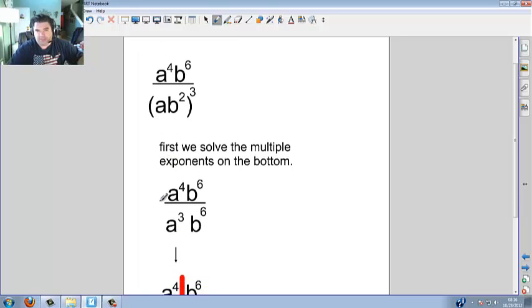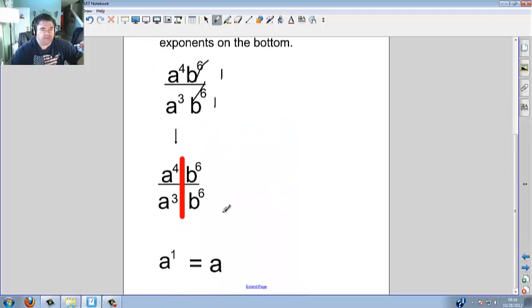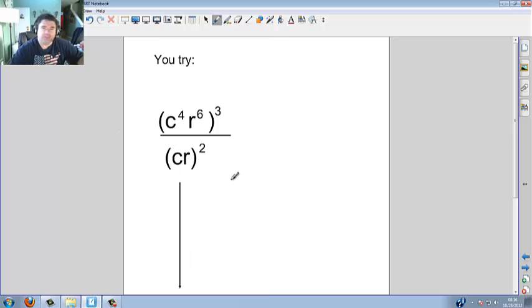Now we go ahead and compare. Well, a to the 4th over a to the 3rd, top wins by 1a. However, top and bottom tie on this. And remember, anything divided by itself is 1. So basically, these cancel in this case. You know, the times 1. Anything times 1 is itself. So they basically cancel out. Leaves a to the 4th, a to the 3rd. Top wins by 1. You try.